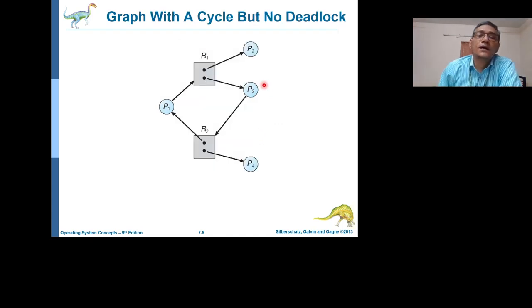So with the resource allocation graph itself, we can identify whether there is a deadlock or not. Now this example is a graph with a cycle but no deadlock. Start with P1: P1 to R1, R1 to P2, and similarly R1 to P3, P3 to R2, R2 to P1, and R2 to P4. There is a cycle, but there is no deadlock.